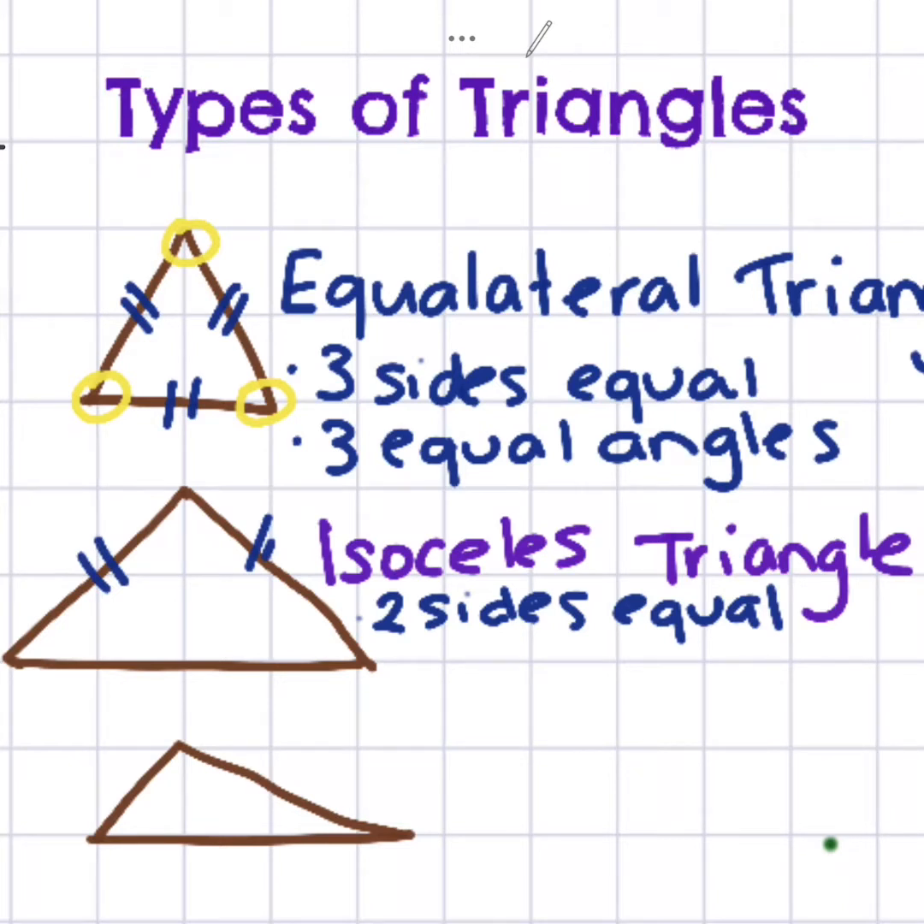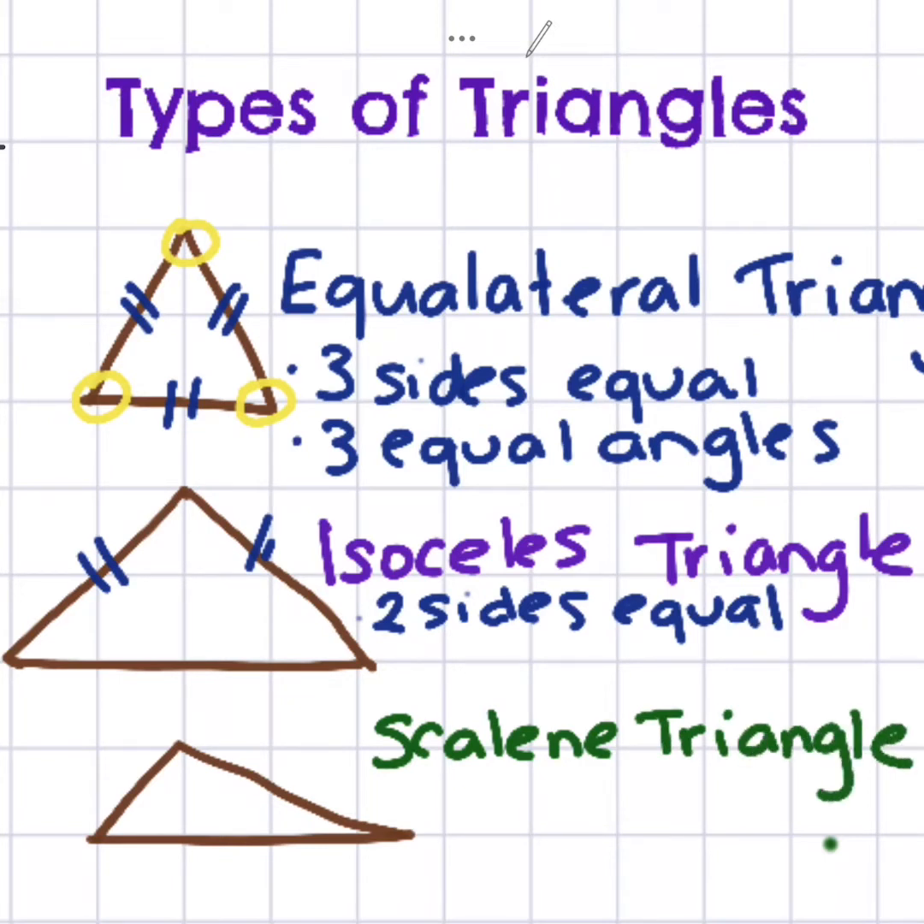And the third triangle we're going to look at is a scalene triangle. And it's easy to remember a scalene triangle because nothing is equal in it. The sides aren't the same, the angles aren't the same, nothing is equal. But the angles should still equal 180 degrees when you add them up. So nothing is equal in a scalene.